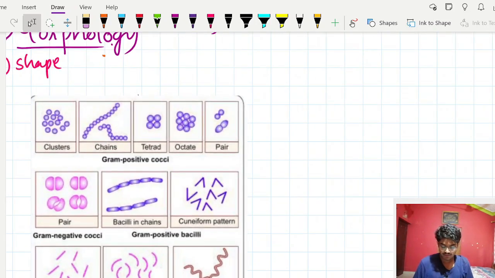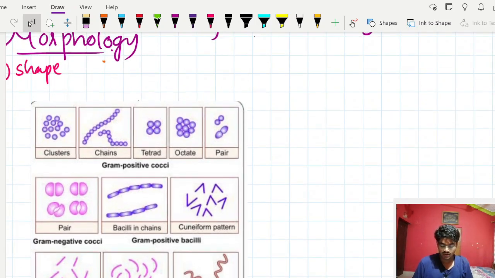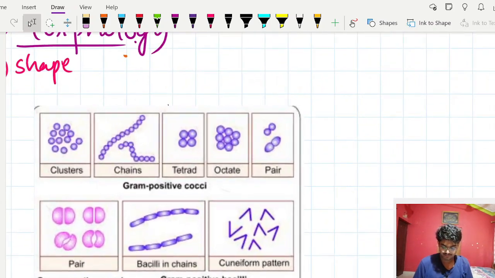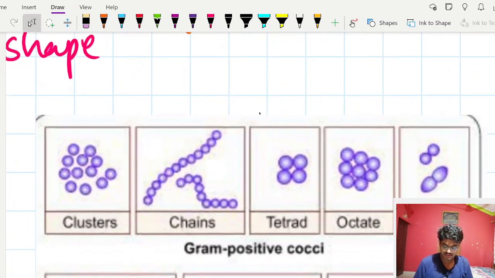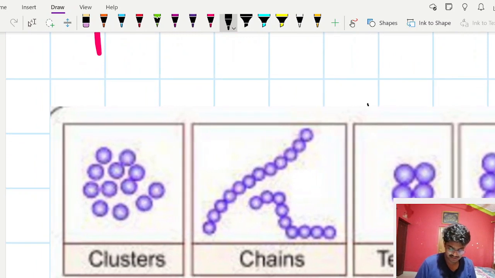So gram positive bacteria and gram negative bacteria can be either cocci or bacillus. Okay. So let us dive into the different shapes of gram positive and gram negative bacteria. First we classify gram positive bacteria based on different shapes. Gram positive bacteria can be seen as clusters, for example, Staphylococcus.